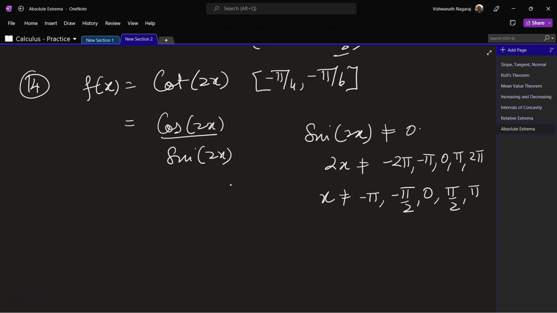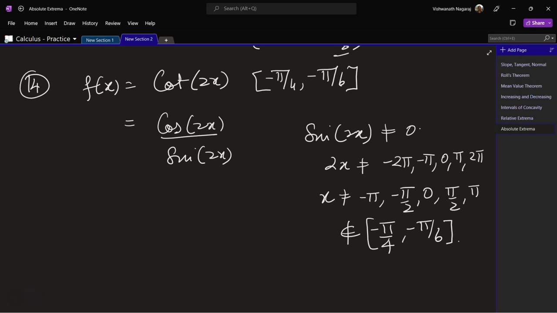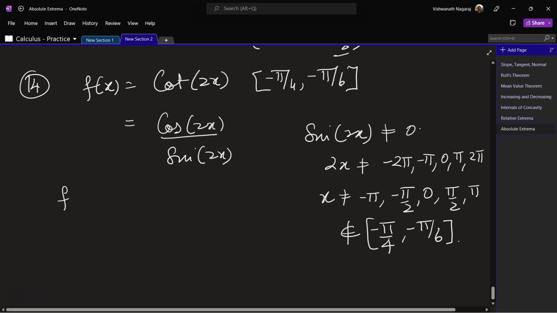Right? Now, do we have any of these values in this interval? None of these points belong to the interval minus pi by 4 to minus pi by 6. Right? So that means what? That the endpoints themselves will be the maxima and minima, because we cannot find a slope within this interval where it is 0. So evaluate the endpoints themselves.